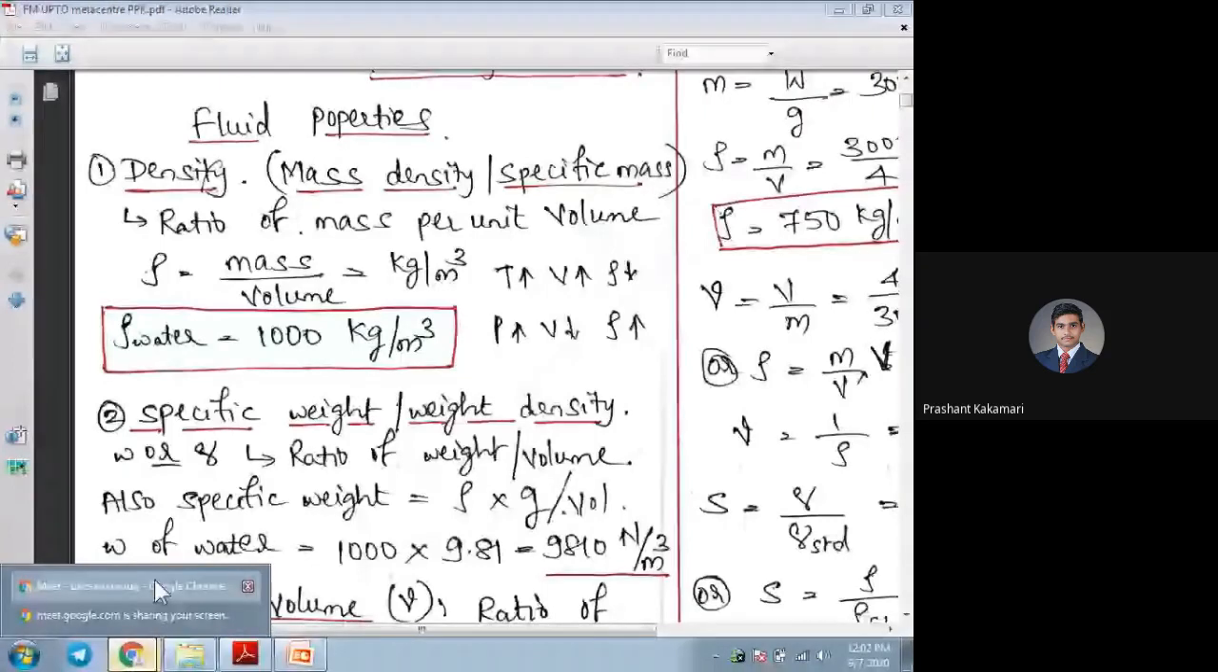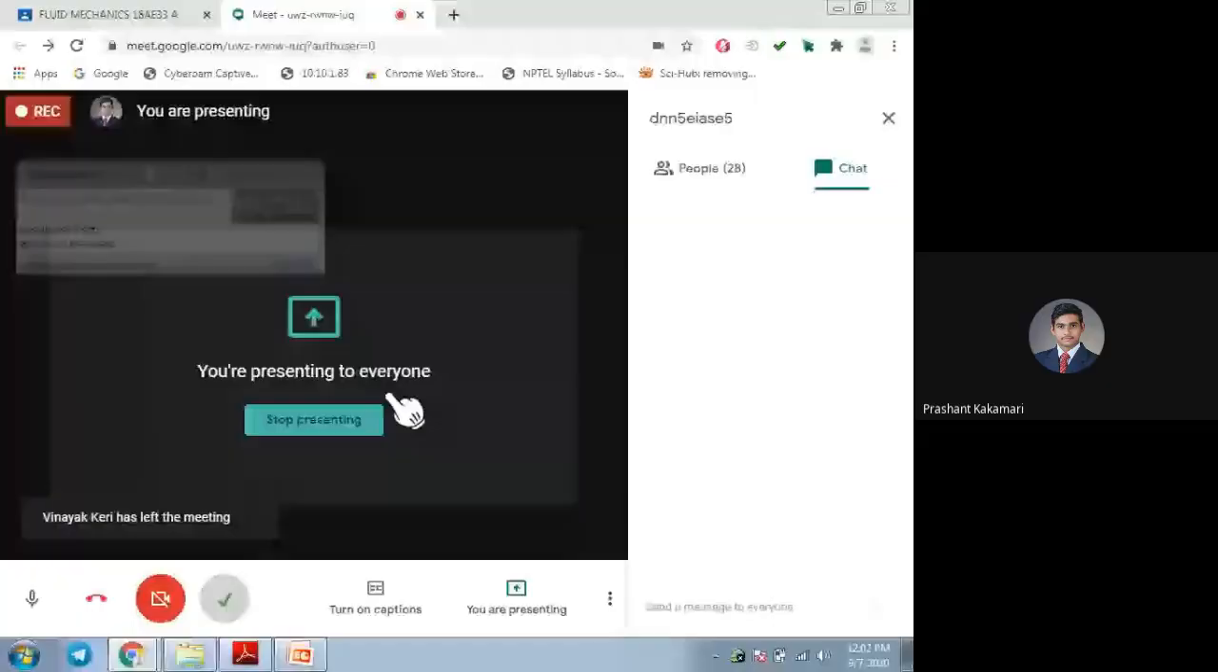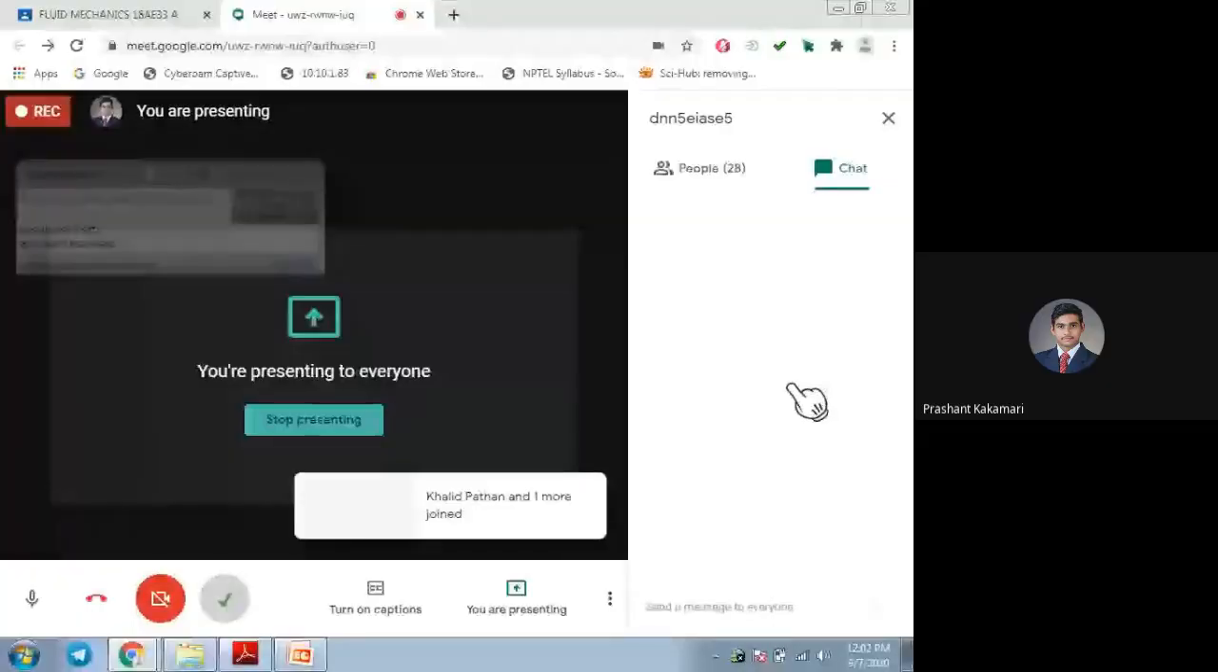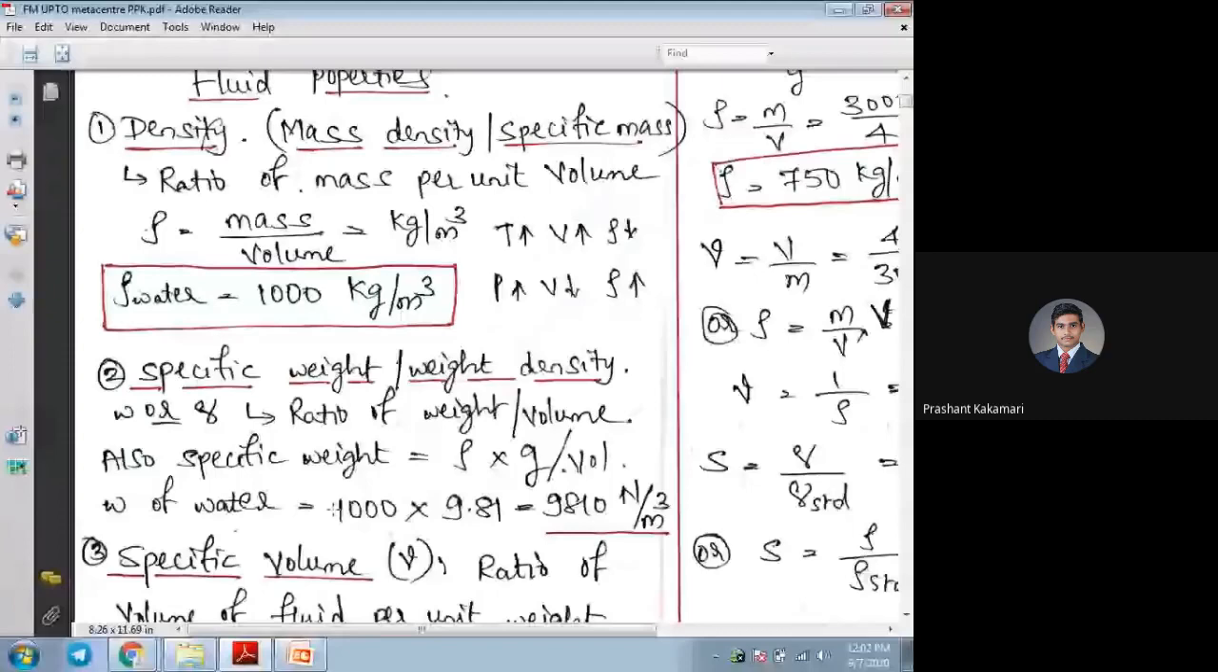If there is any issue with the audio or video, just put a message in the chat box, or else you can unmute your mic and tell me the difficulties, if any problems are there with the audio. Okay. Screen is visible, right? Yes, sir. All of you can see the screen. Okay.